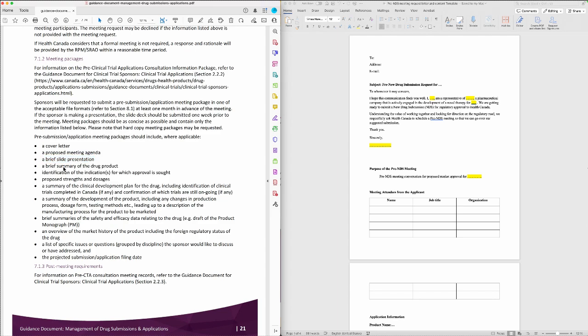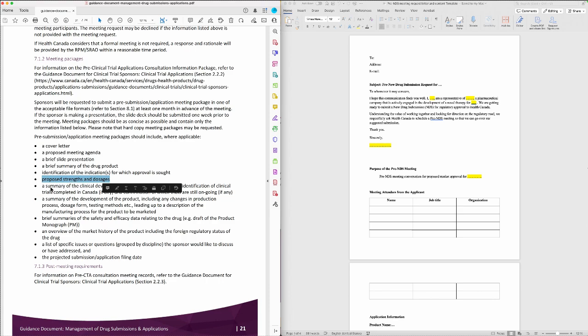And of course, in our presentation, we have to give a brief summary of the drug product. We have to identify the indications for which the approval is sought. Then we have to talk about the proposed strength and dosages. So they're all going to be information that you will have to add into your PowerPoint presentation that you're going to submit to Health Canada.